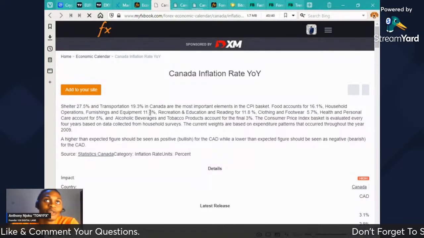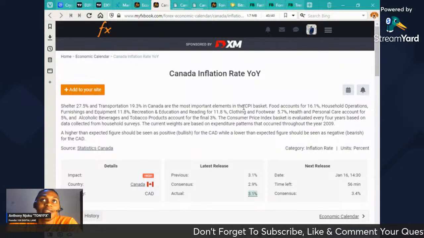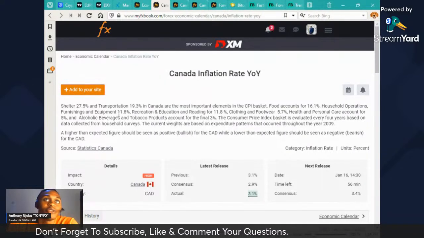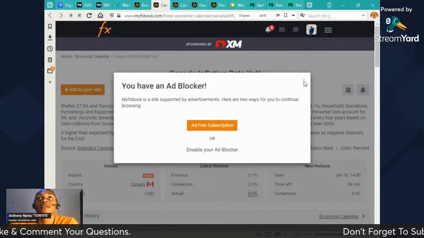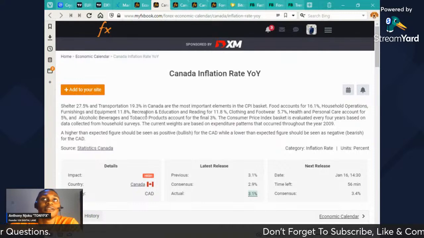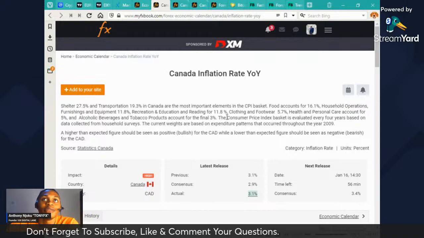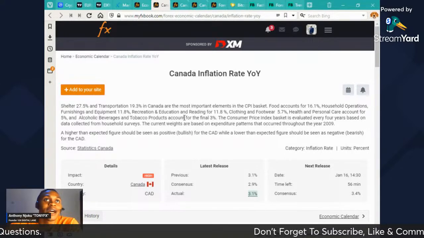So the Canada inflation rate over here: shelter is 27.5% and transportation is 19.3% in Canada, the most important elements in the CPI basket. Food accounts for 16.1%. Household operations, furnishing and equipment is 11.8%. Recreation, education and reading is 11.8%. Clothing and footwear is 5.7%. Health and personal care accounts for 5%, and alcoholic beverages and tobacco products account for the final 3%.